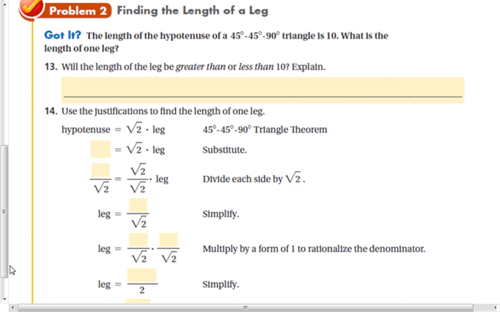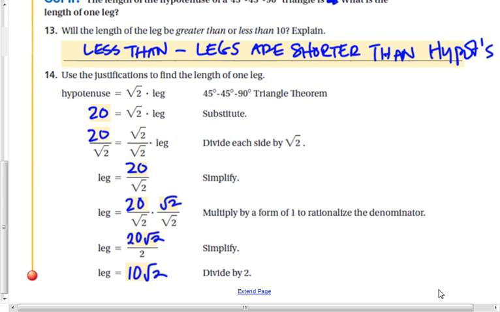In order to change this up a little, let's change this to 20. Otherwise, we're doing the exact same problem. One thing you may have noticed is that the leg equals half the hypotenuse times the square root of 2.